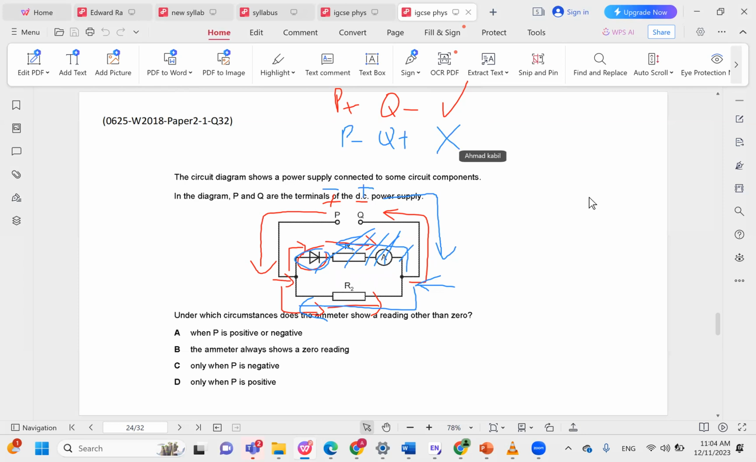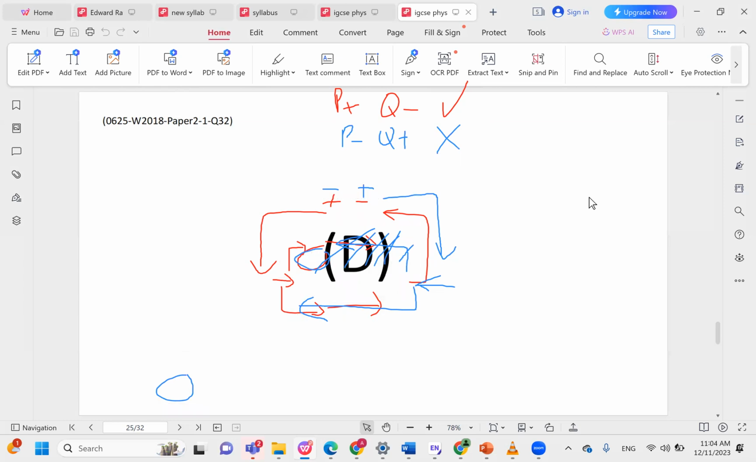Therefore, this is incorrect. So based on these two scenarios, we can choose that only when P is positive does the ammeter show a non-zero reading. So the correct choice here would be choice D.